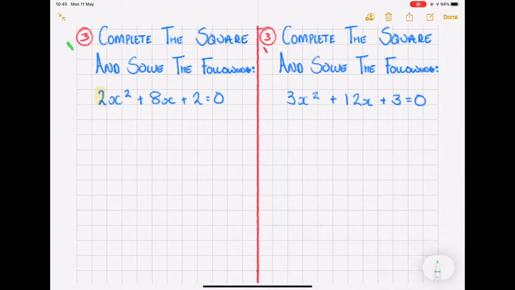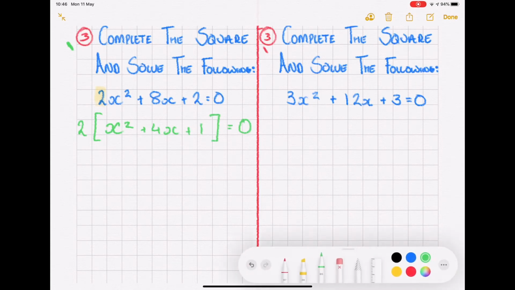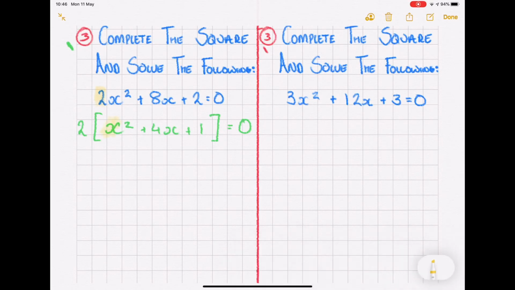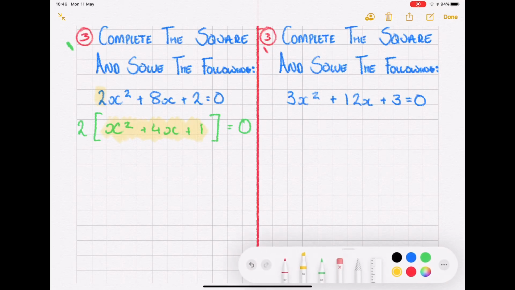If I do that, I'm taking 2 outside and putting it in a big bracket. So we have x squared. If we factorise 2 out of 8x, we end up with 4x. And if we factorise 2 out of positive 2, we end up with positive 1. I'm going to say all that equals 0. Now, let's complete the square for this part inside the bracket.